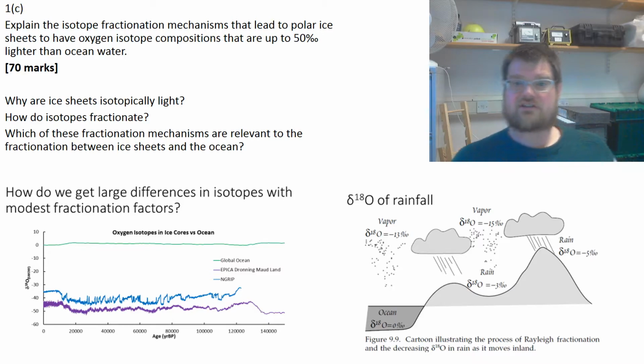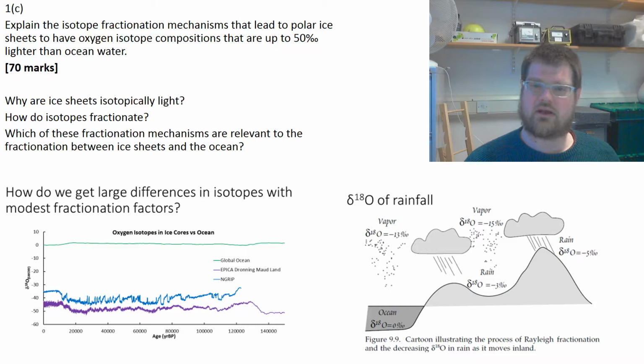So this is kind of the crux of what we're looking at and what we want to answer. On the left here, you can see this is a graph showing the isotopic composition of the ocean through time, starting maybe 150,000 years ago to the present, and you can see the isotopic composition of different ice sheets. This is a Greenland ice sheet. This is an Antarctic ice sheet. There's some variability here, but there's this really big offset between the two.